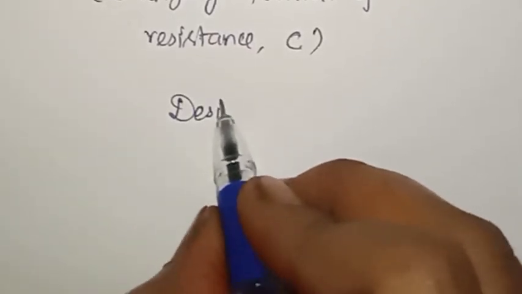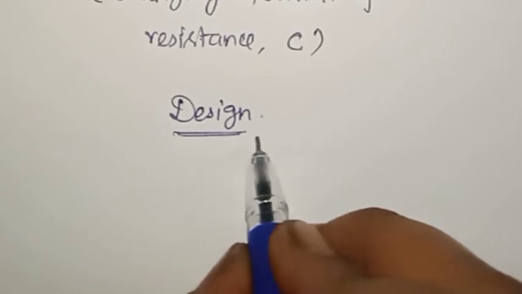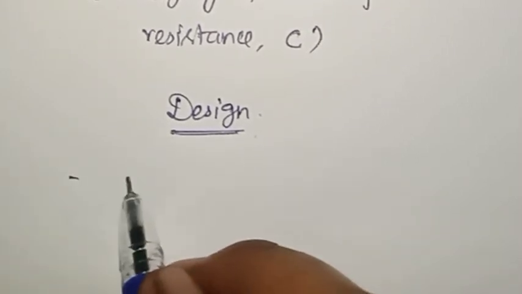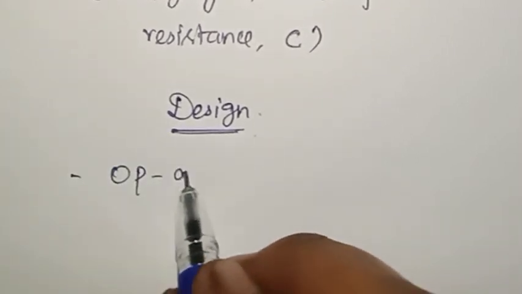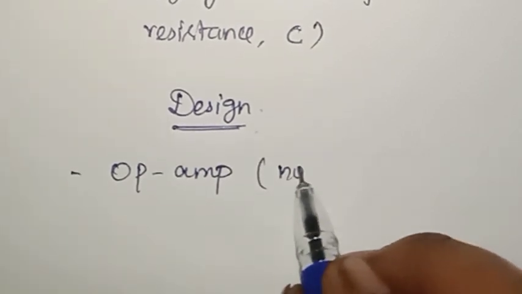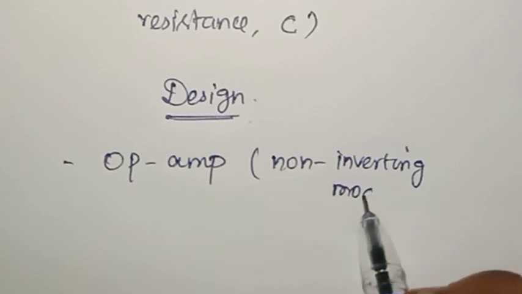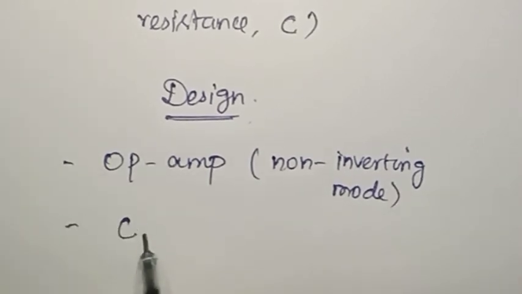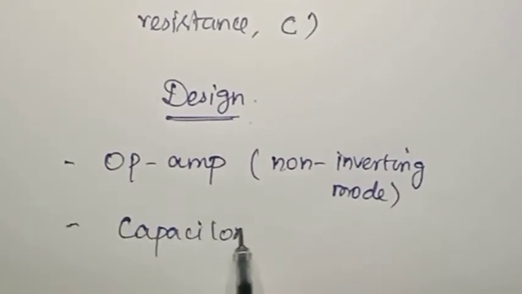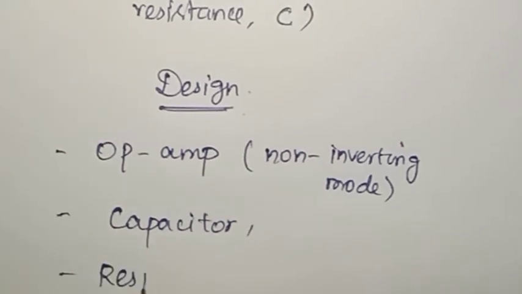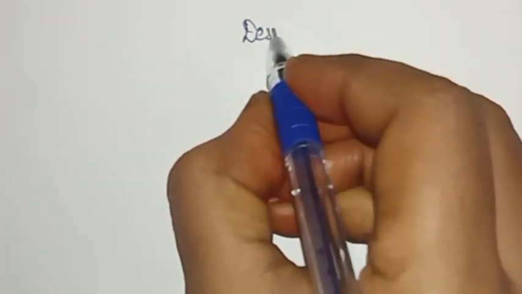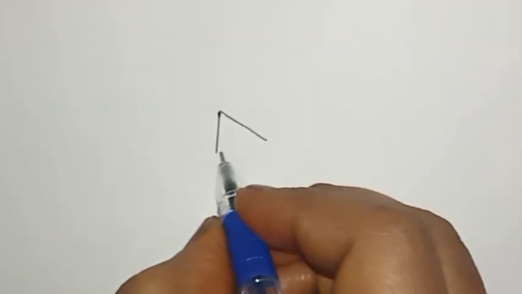Next one will be design. How to design the Butterworth filter. There are some components in designing a Butterworth filter. First one is op-amp. It must be operated in non-inverting mode. Next, capacitor and resistor. This is the way we used to design the Butterworth filter using those components.